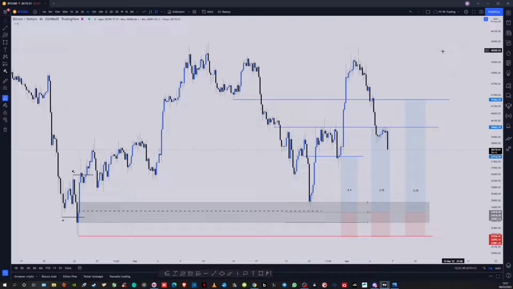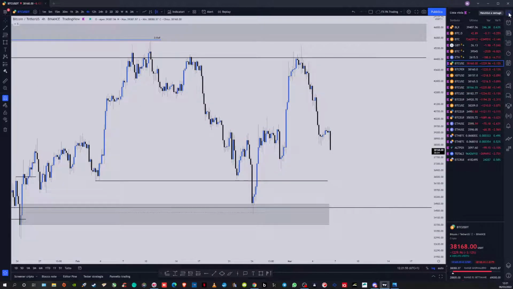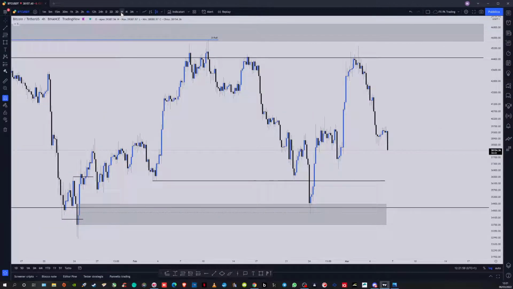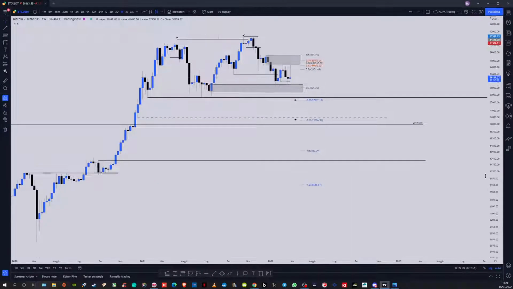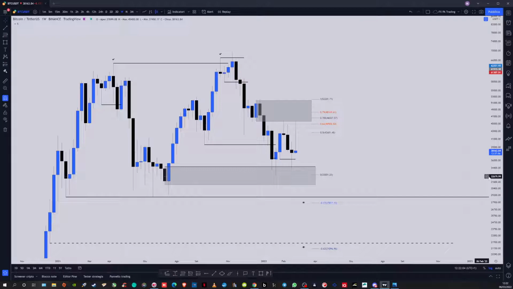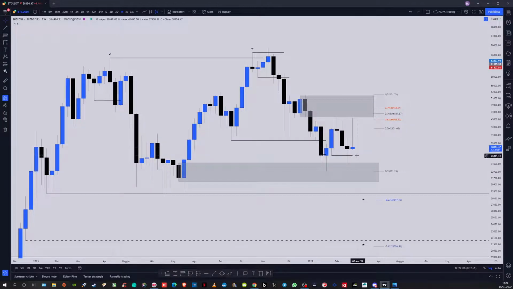That being said, let's have a look at what happened in Bitcoin recently. I think the very short answer would be nothing on a higher time frame basis. We are still in here.